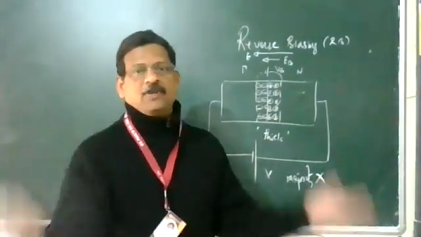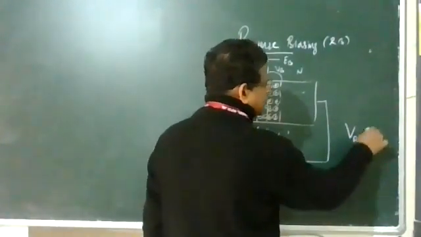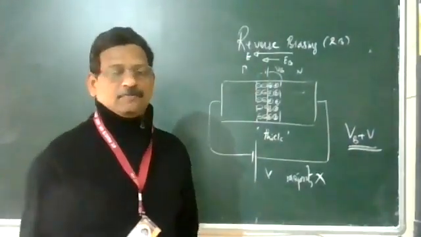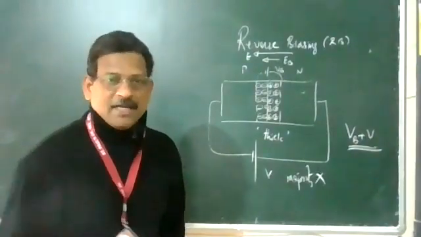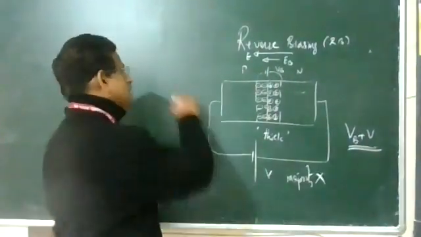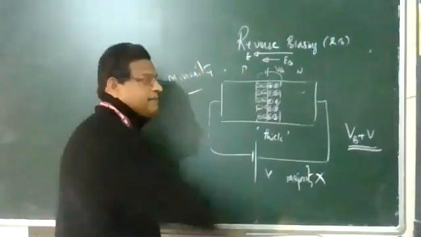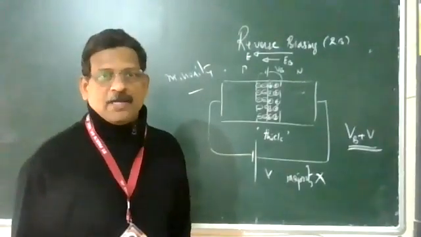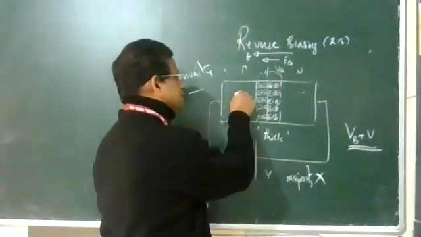The barrier electric field strength increases, and the net voltage at the junction, the barrier voltage and the applied voltage, help each other. The depletion layer becomes thick. Under this condition, minority carriers are there. So the minority carriers will take the fight. For minority carriers, it is a help. What are the minority carriers in the P side? Electrons.